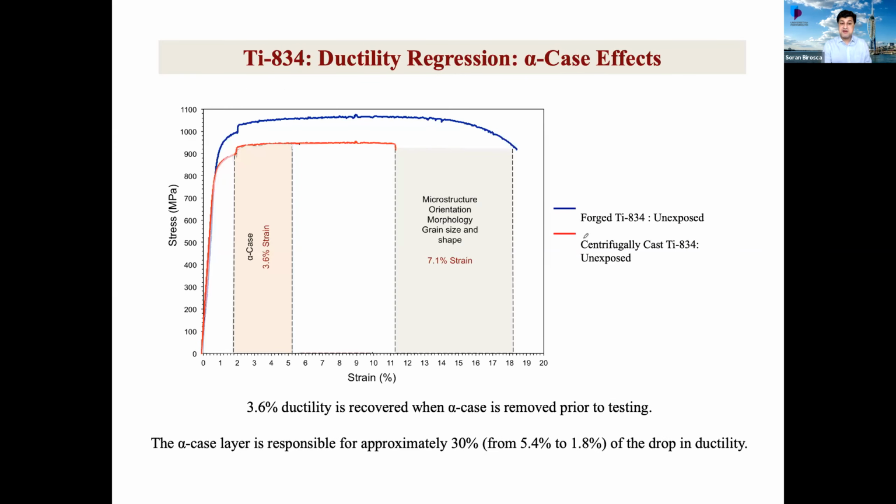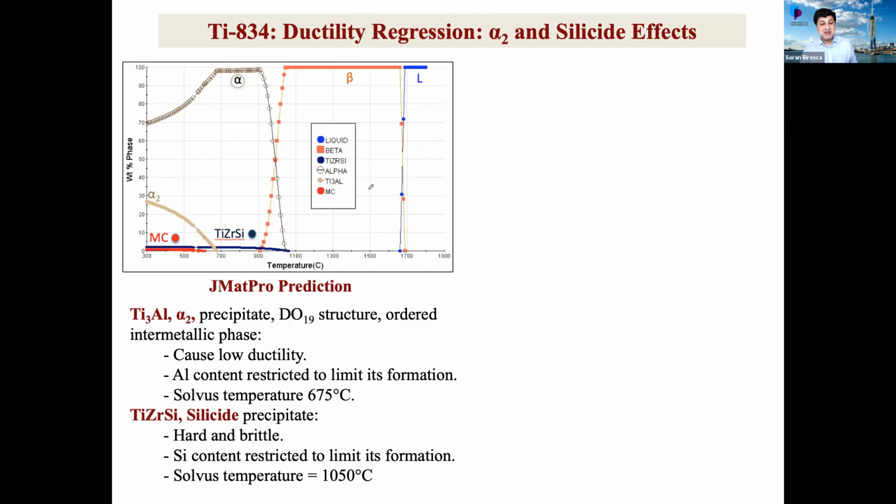Now we wanted to go further. So now we have some part of this. That's why we wanted to quantitatively look at this part. We said the alpha case is responsible for 3.6% of the reduction of the ductility. And now we wanted to know about this one. What we know is there are so many precipitates in the alloy. We want to know which one is more effective for reducing the ductility in this alloy.